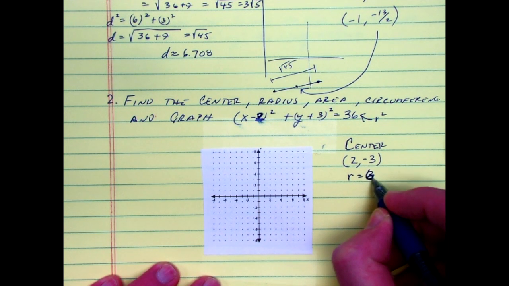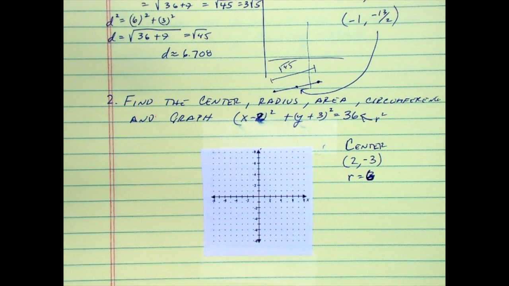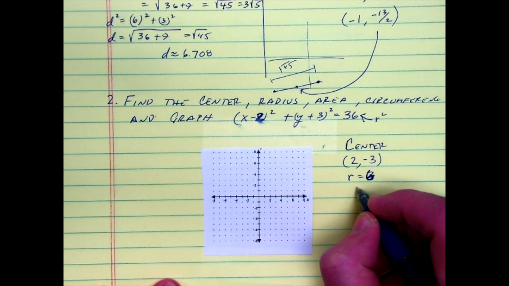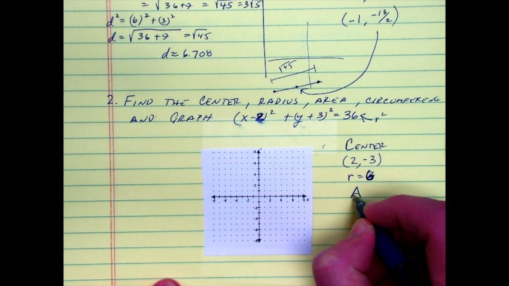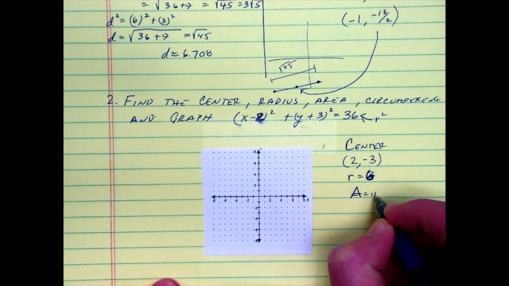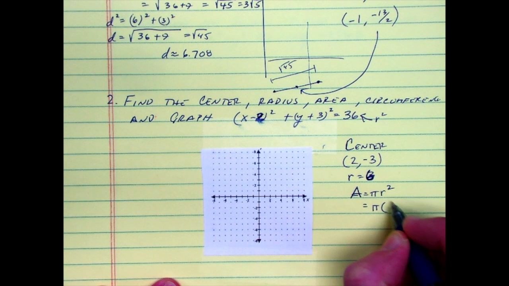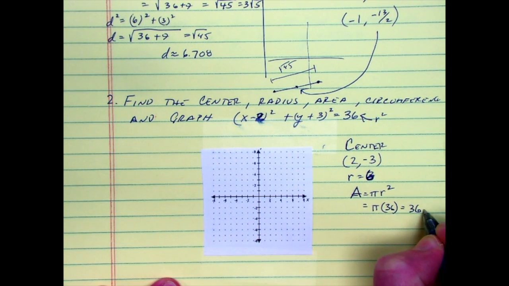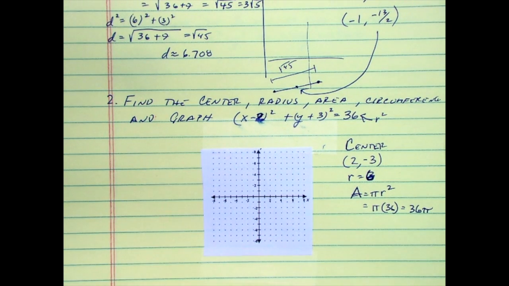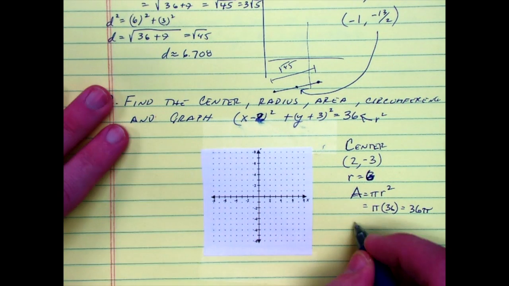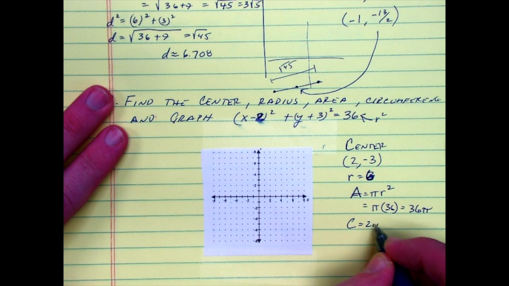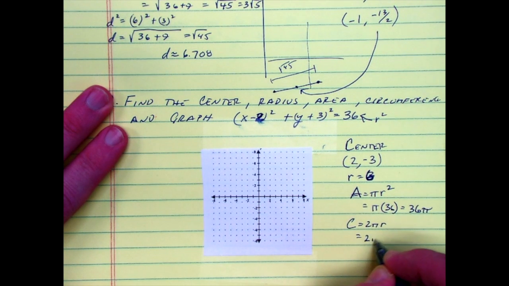Okay? All right. So I found the center and the radius. The area of this circle, and I'm going to graph it in a minute, is pi r squared, which is pi times 36, which you really should write as 36 pi. That'll be units squared. Our circumference is 2 pi r, and it's 2 pi times 6, which is 12 pi.